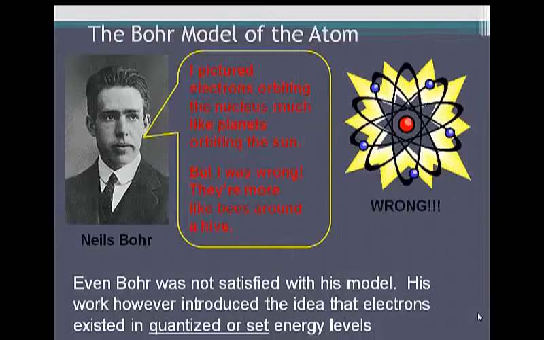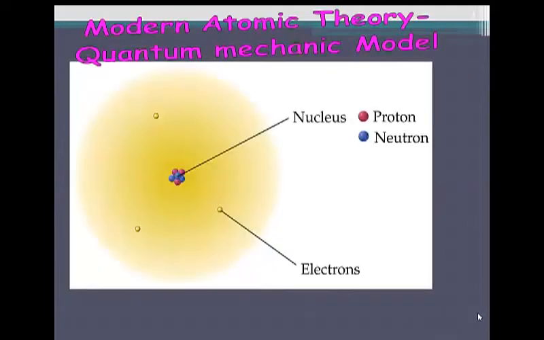Bohr admitted he was wrong. Bohr amended his view of the atom by saying that electrons don't orbit the nucleus like planets orbit the sun, but they act more like bees buzzing around a hive, constantly in motion. From his theories, along with several others, we have the modern atomic theory, which is called the quantum mechanical model.